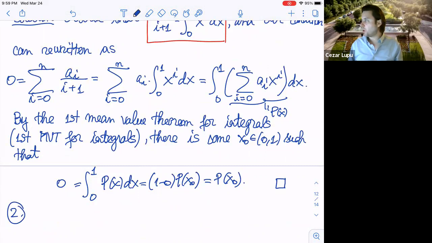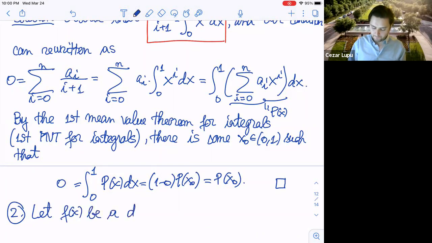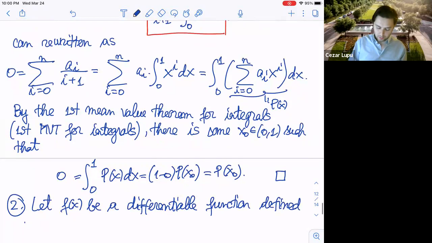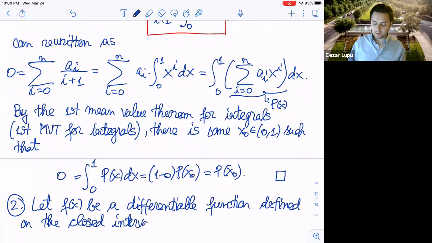The second problem says the following. Let f of x be a differentiable function defined on the closed interval [a, b]. So I'm just going to state it the way it was stated in the Putnam exam.